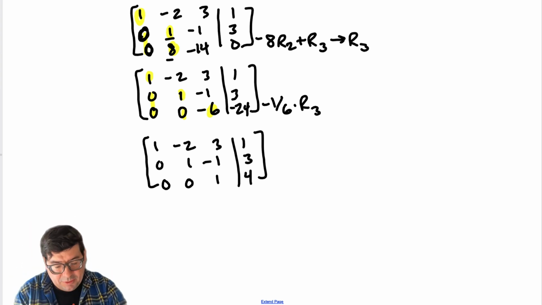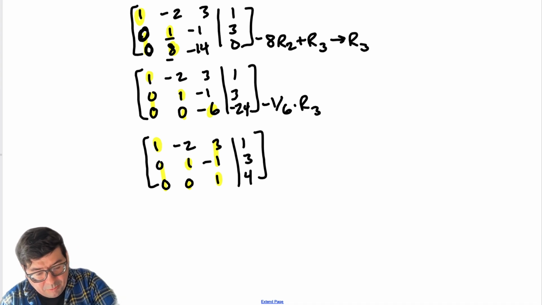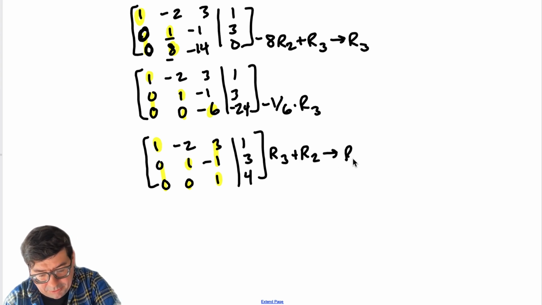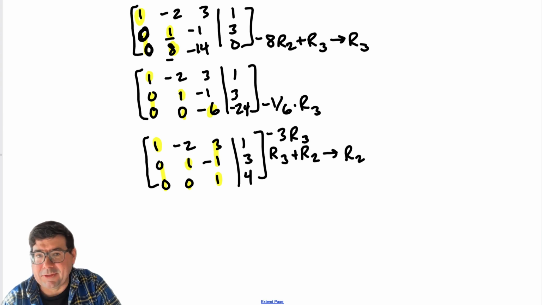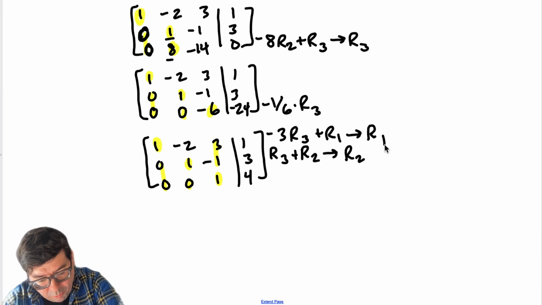And we're almost finished. What have we done so far? We start with a 1 in this spot, we got 0's below it. A 1 in this spot, we got 0's below it. We got a 1 in this spot. There's nothing below it, so now we start going up. We want to get zeros above in these two spots. Very similar to what we did before. We're going to do row 3 is already the opposite of row 2. It'll get us a 0 plus row 2, and put the result in row 2. And then we have a 3 up top, so we have to do -3 times row 3. Well, we don't have to do that, but I think it's the easiest way. Plus row 1, and put the result in row 1.